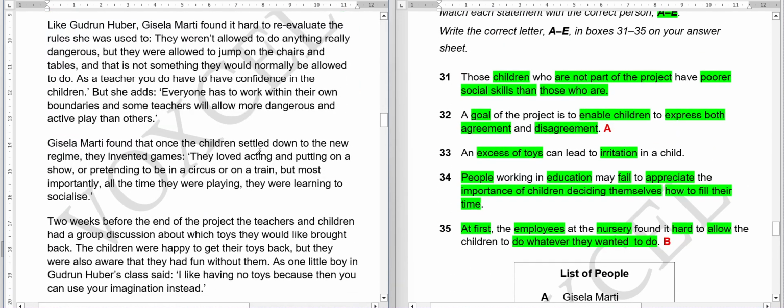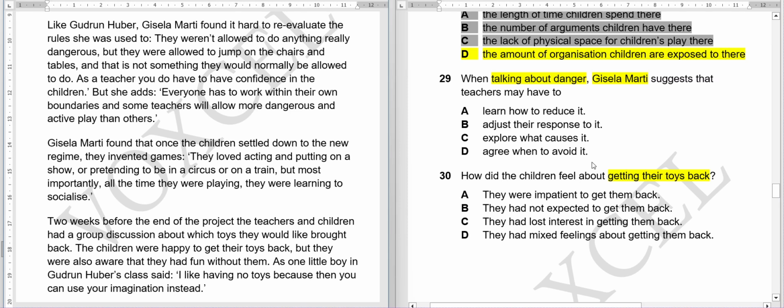Now moving to the next paragraph. "Like Gudrun Huber, Gisela Marti found it hard to reevaluate the rules she was used to." So if we find something about danger, we will read this, otherwise there is no need. "They weren't allowed to do anything really dangerous, but they were allowed to jump on chairs and tables, and that is not something they would normally be allowed to do." Okay, now we are talking about danger. So let me change the color. Dangerous, danger. Now we will read this paragraph. We may find the answer here.